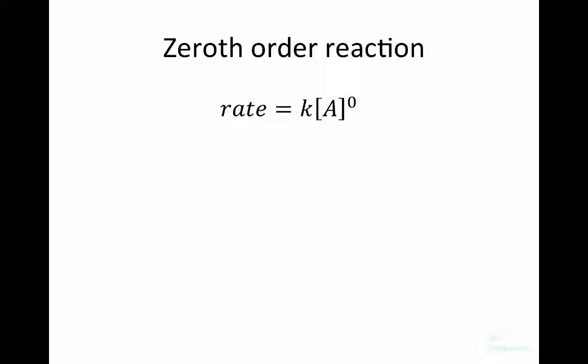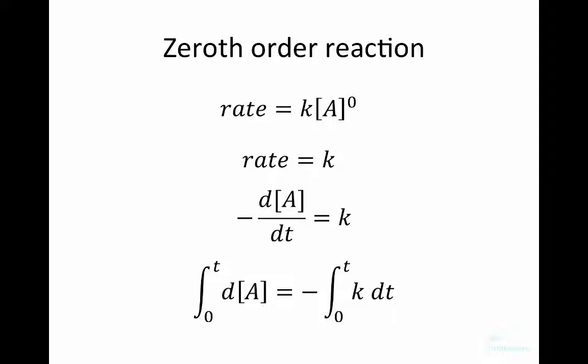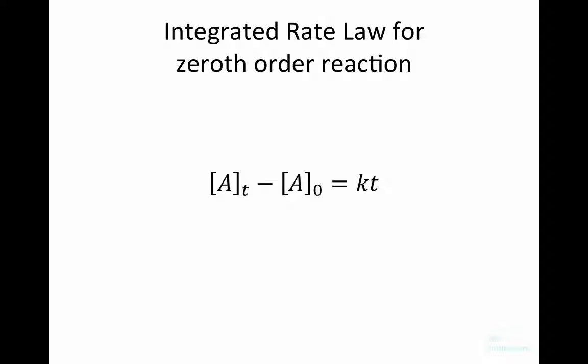Now let's do a zeroth order reaction. Remember, a zeroth order reaction is one where the rate is the rate constant times the concentration of A raised to the 0th power. We could simplify that quite a bit and just say the rate is equal to the rate constant. So once again, we're going to write the rate as the change in concentration of A over time, and that equals the rate constant. Let's rearrange things and integrate from 0 to t, and what we get is this equation.